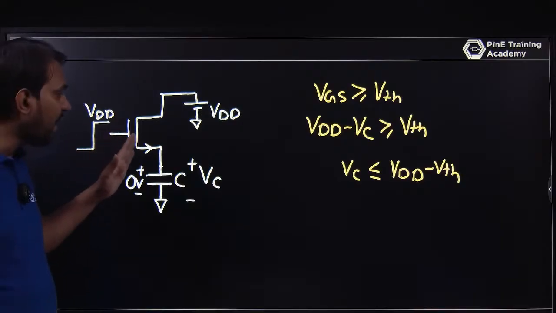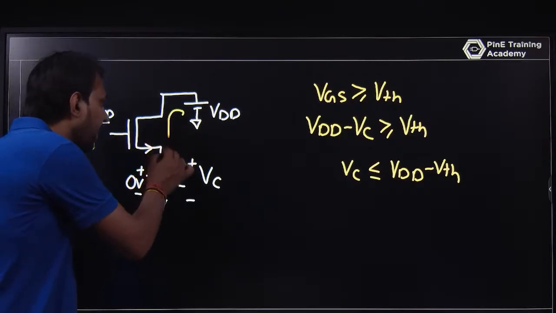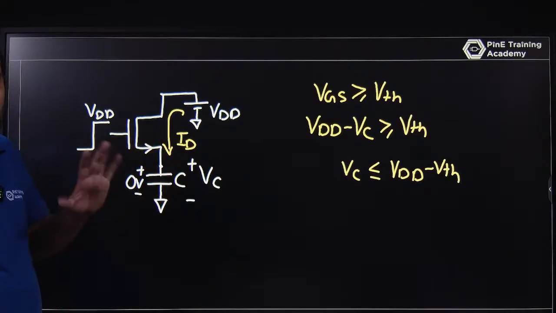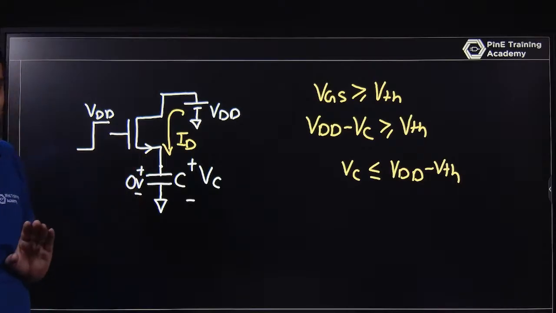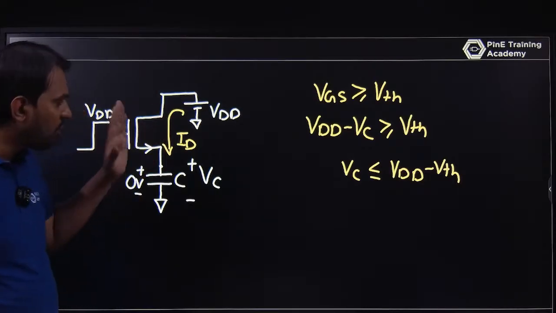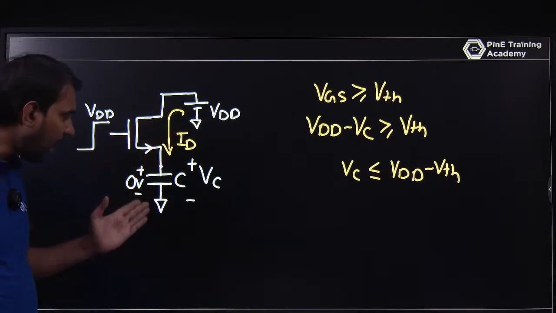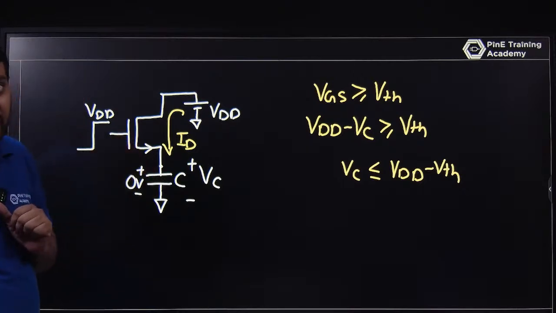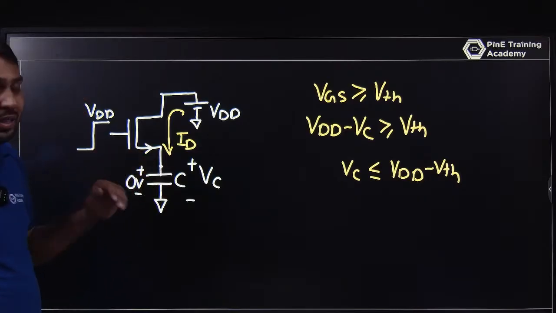In this condition the MOSFET is on, and the capacitor is charging with the help of the drain current. It can be linear or saturation, I am not going into that here, but since VGS is greater than VTH, the MOSFET can be in linear or saturation, and current flows. As the capacitor charges, the source voltage increases from 0 to some voltage, and after that it reaches VDD minus VTH.